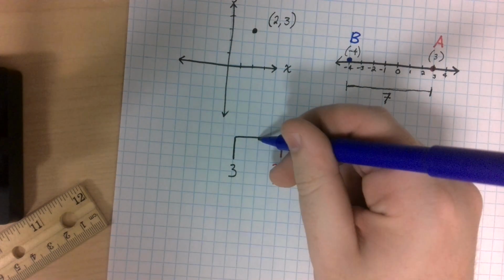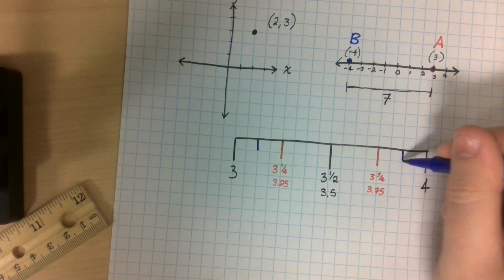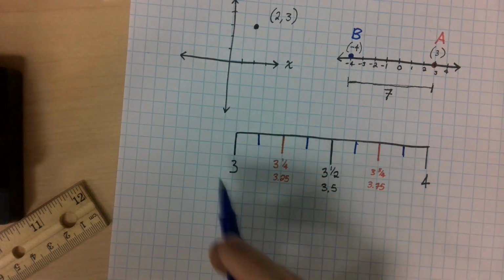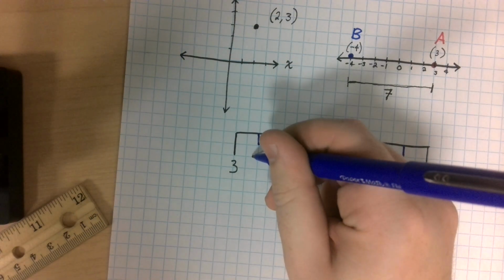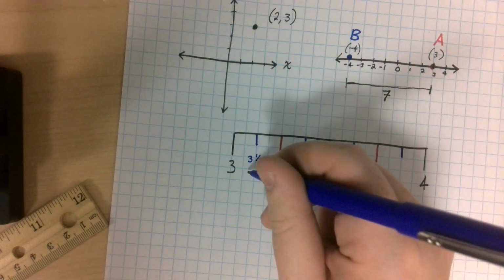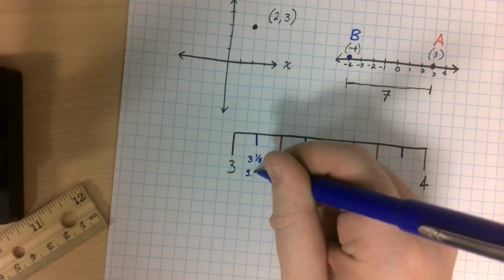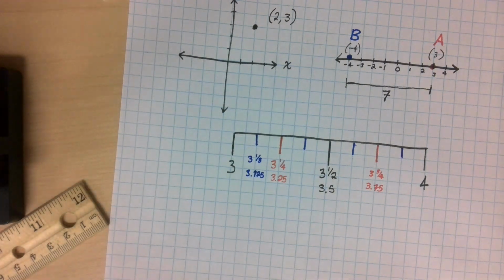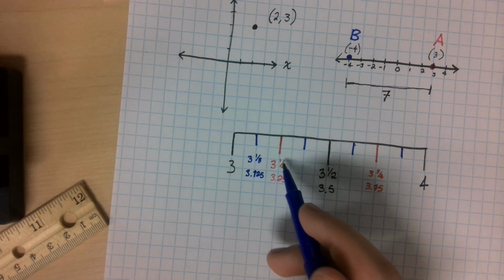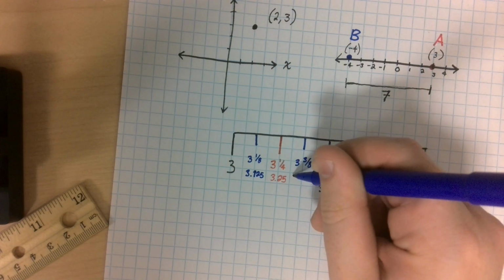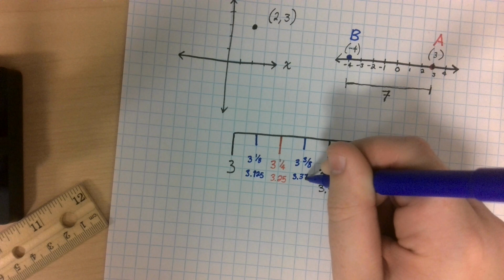Let's keep it going. Let's get a little bit smaller. The next tick marks are halfway between 3 and 3 1/4. So we know it's going to be 3 1/8, or 3.125. And we could just count up by eighths. 3 1/8, 3 2/8. This will be 3 3/8, which is 3.375.